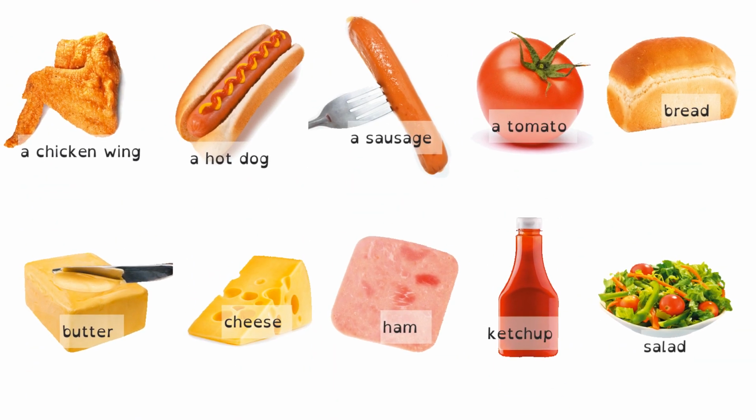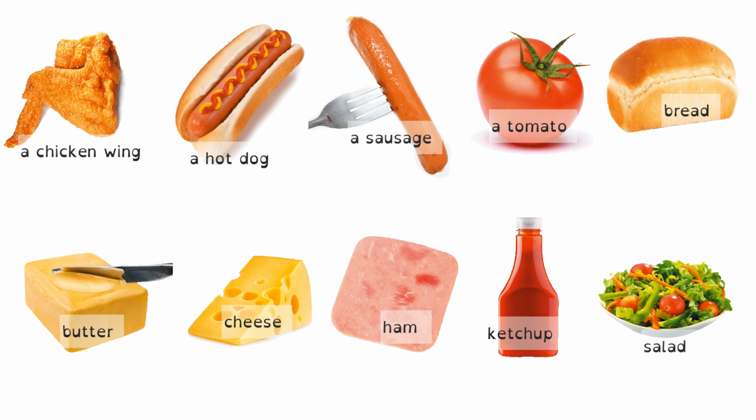Now, take a look at the vocabulary. Do you remember countable nouns and uncountable nouns? We ask, is there any for food items that are uncountable, such as ham and cheese. We ask, are there any for food items that are countable, such as chicken wings and sausages.